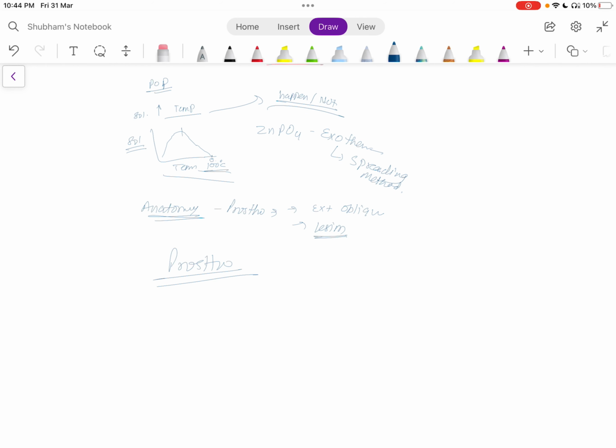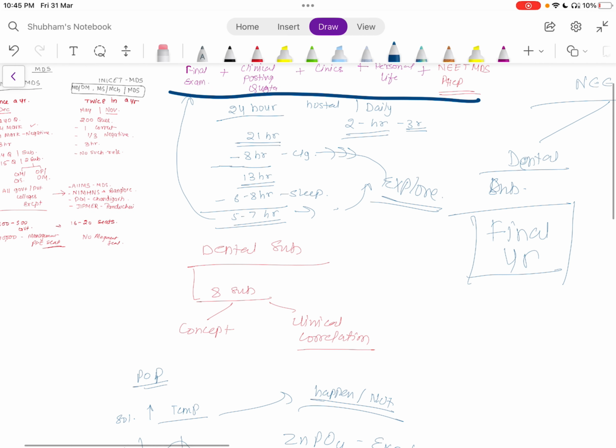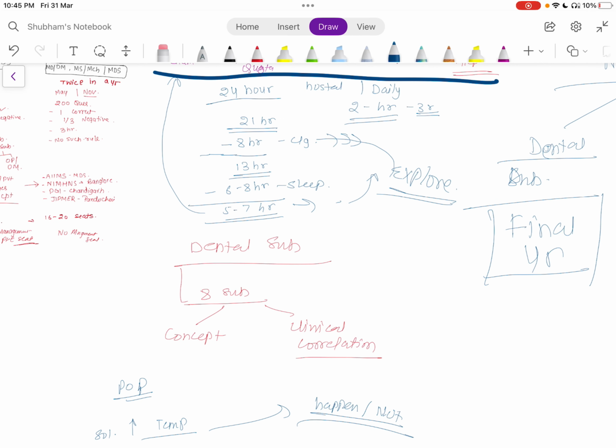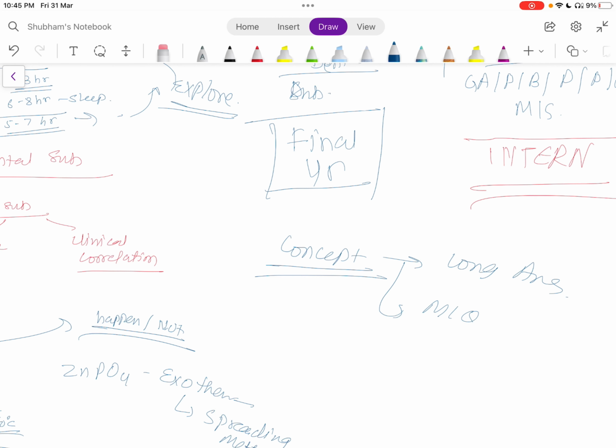In these 5 to 7 hours, a day before posting, read everything about it. You want to explore in your postings. You read about it, and the next day you go to your posting and you examine. You explore. Correct. You are using these 8 hours. Read whatever topic in such a way that you have a good grasp of concept. This concept will help you write your long answers and will help you get a base for MCQs.